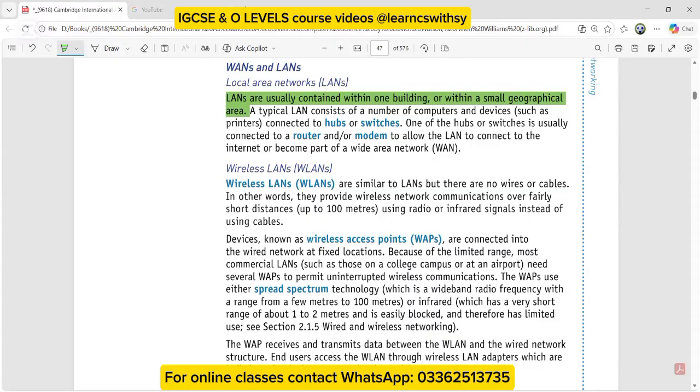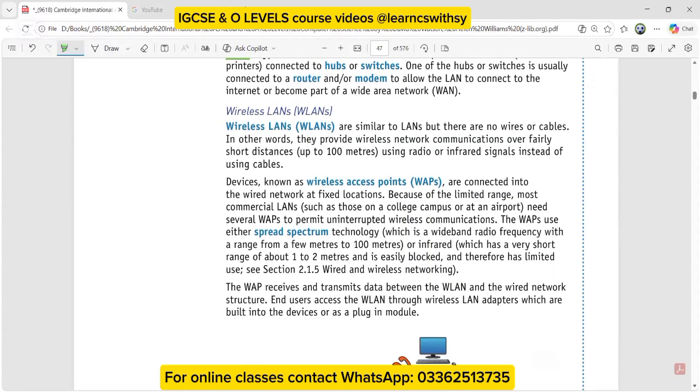Along with that, we talk about the term WAP also. Devices known as WAPs, wireless access points, are connected into the wired network at fixed locations. Because of the limited range, most commercial LANs, such as those on a college campus or at an airport, need several WAPs to permit uninterrupted wireless communication. This question has come, I guess, once in the paper, asking for an explanation of WAP. WAPs use either spread spectrum technology, which is a wide band radio frequency with a range from a few meters to 100 meters, or infrared.